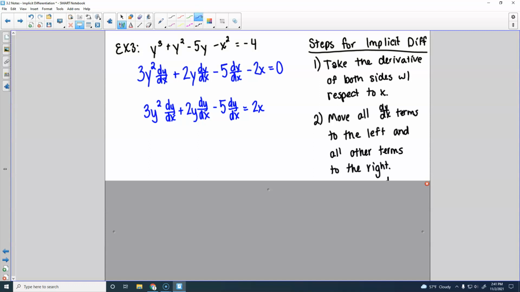All right, so anybody have an idea of what we should do next? We can factor out the dy dx because every term on the left has the dy dx.